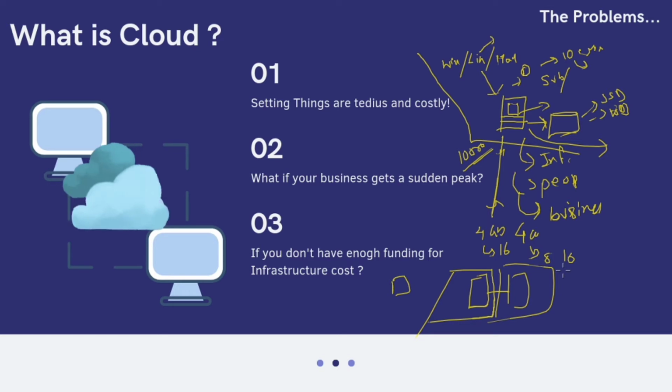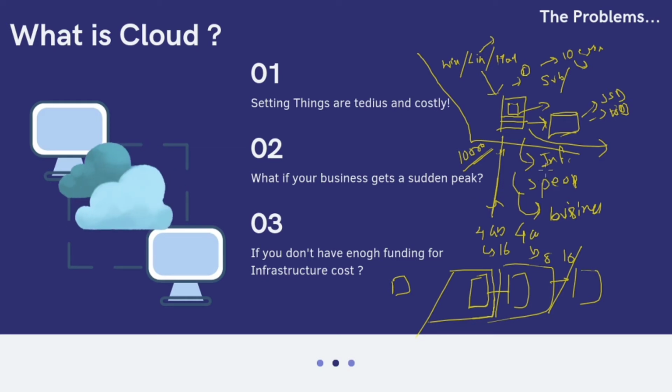Now suppose again it reaches a peak and these two servers are not enough anymore. You need another server, but for buying another server you don't have enough funding, enough money. You are thinking that when my business grows I would take the servers, and again when my business is down I would not use this server, or I would let someone else use this server so that I can earn some money from that. But is that possible?